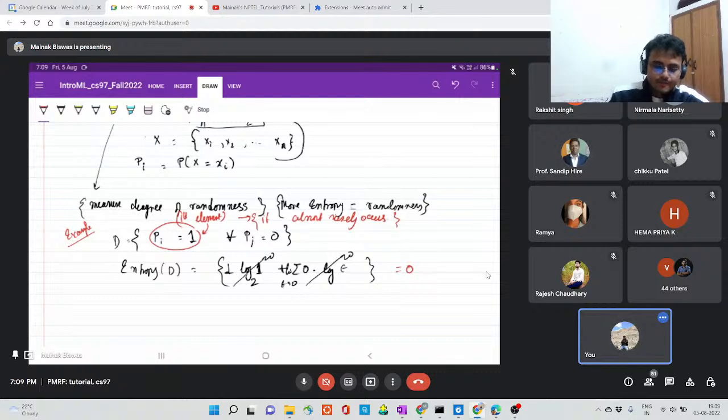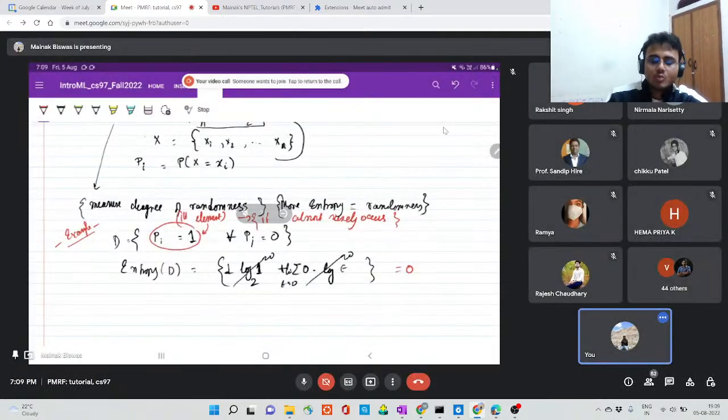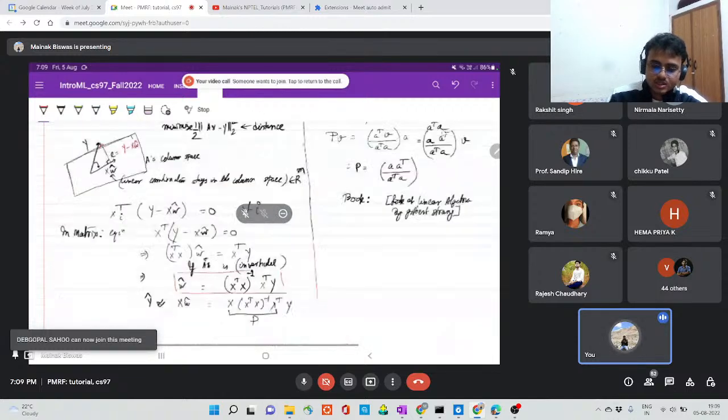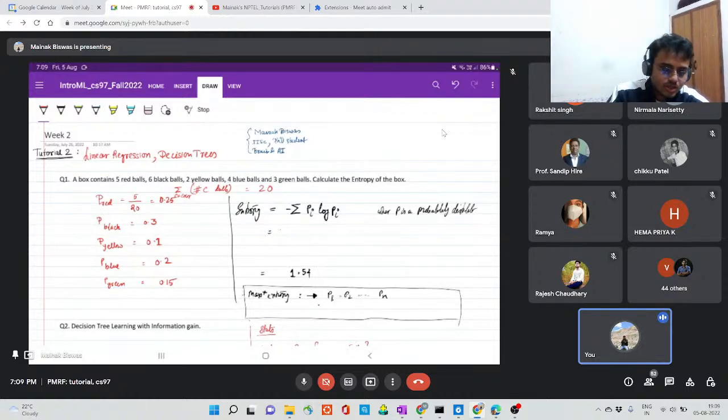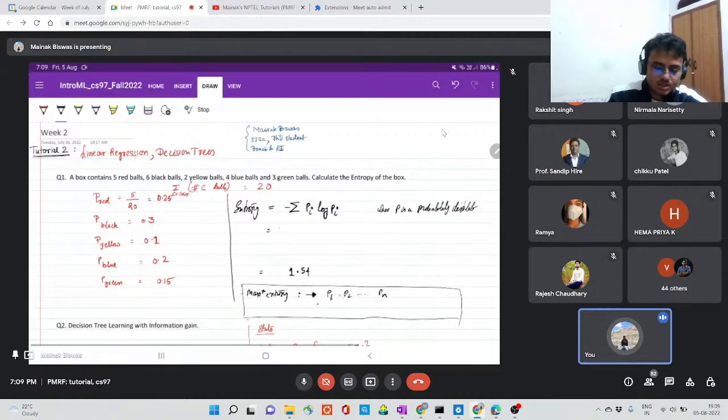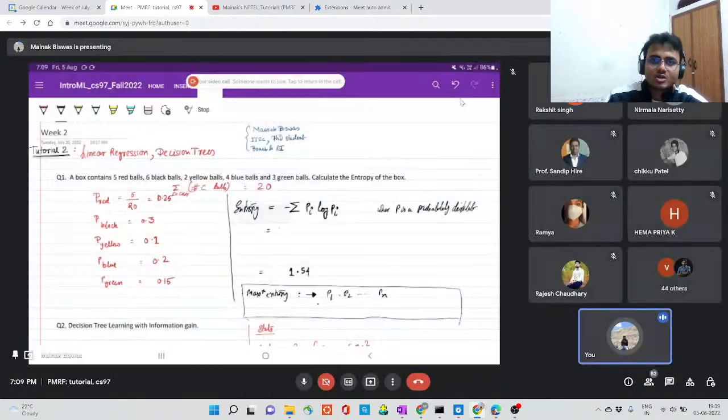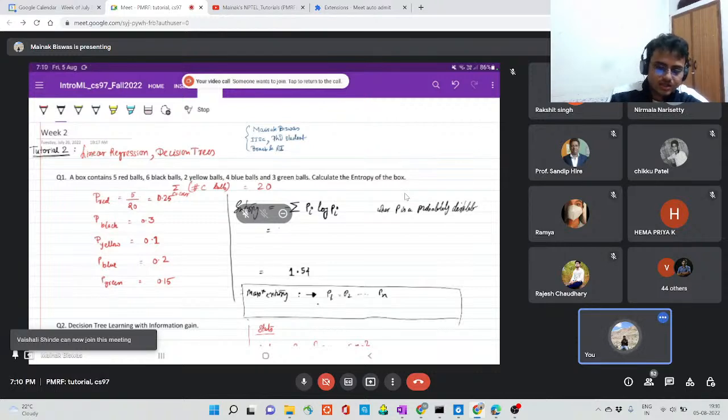So anyways, this is what I was trying to motivate. The more random a system is, the more the entropy will be. This is the key thing you need to understand. Whenever a system is deterministic, there is no entropy, just like we see in thermodynamics. This is analogous here. So we come to the first question today. I thought I'd start from here itself, but anyways I gave a short introduction to entropy.